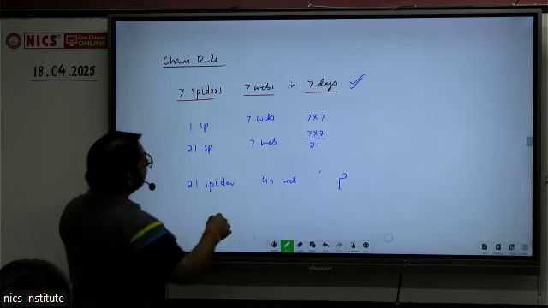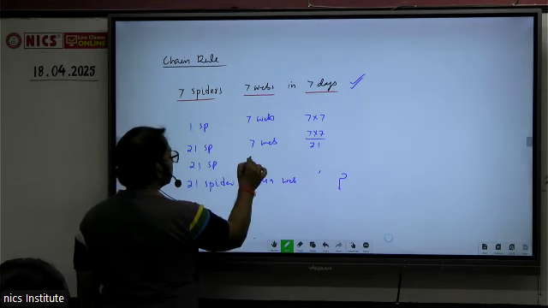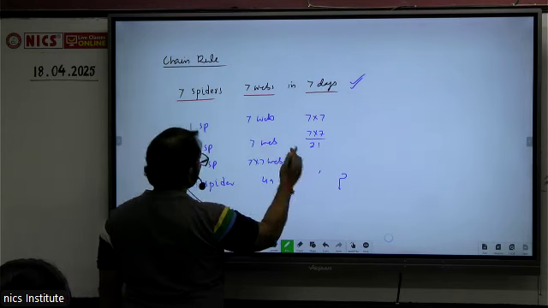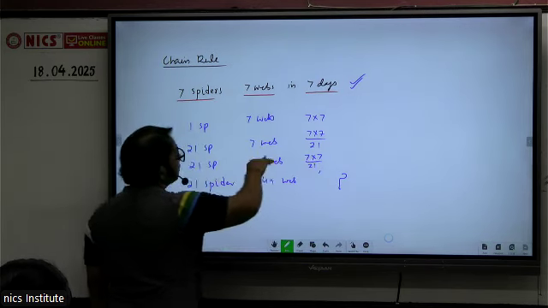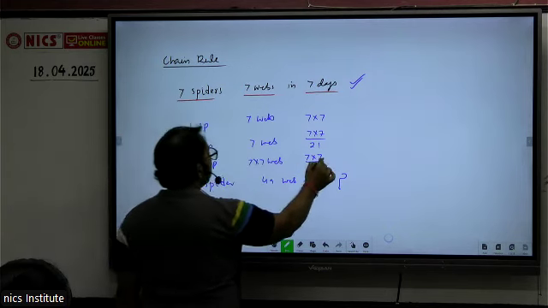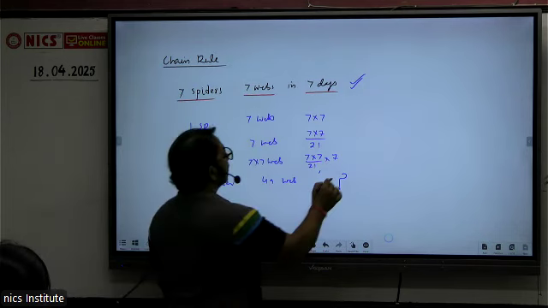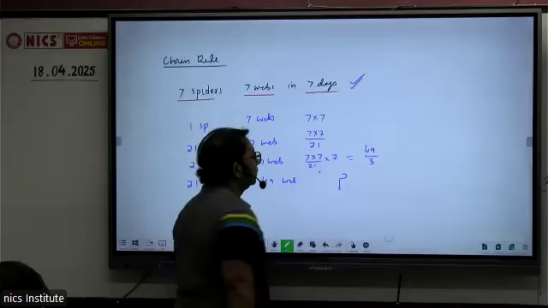But now I want to make more webs. So keep this constant next time. This is 7 into 7 webs. 7 times more. It will be 7 into 7 by 21. Since number of webs have increased, days will also increase. Answer is 49 by 3 days.